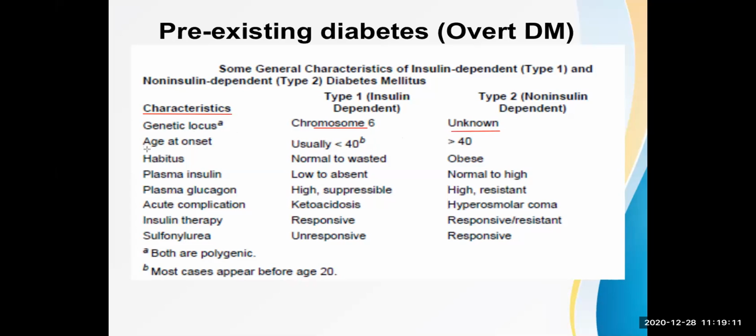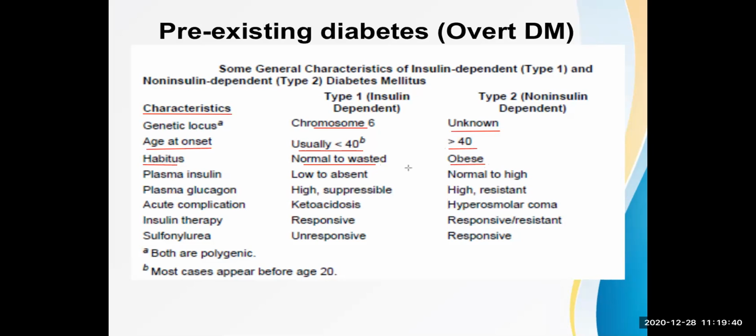Regarding the age at onset, type 1 diabetes occurs in younger people, whereas type 2 diabetes occurs in older people. But this is again not true every time. Sometimes even type 2 diabetes develops in children, or in people who are younger than 40, if they are excessively obese, because obesity is associated with type 2 diabetes. Regarding the habitus, they are normal to wasted in type 1, and they are obese in type 2.